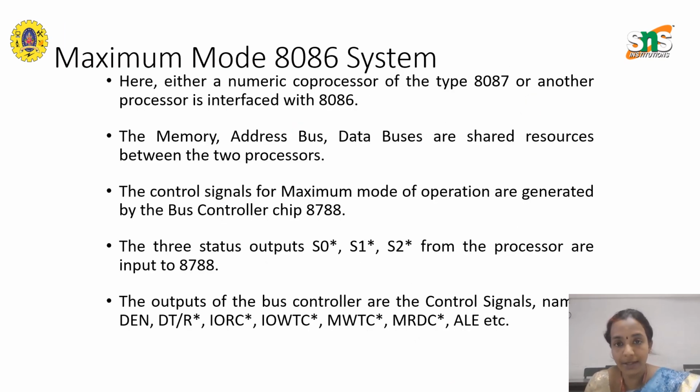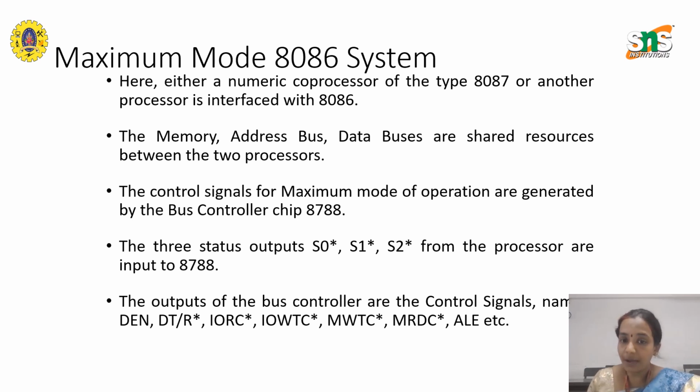So the maximum mode 8086 system is nothing but a numeric coprocessor of the type 8087 or another processor which is interfaced with the 8086 microprocessor. The memory bus, address bus, data buses are shared resources between the two processors. So it's like inbuilt latches and buses and memories are inbuilt in the processor itself. That is what is mentioned here.